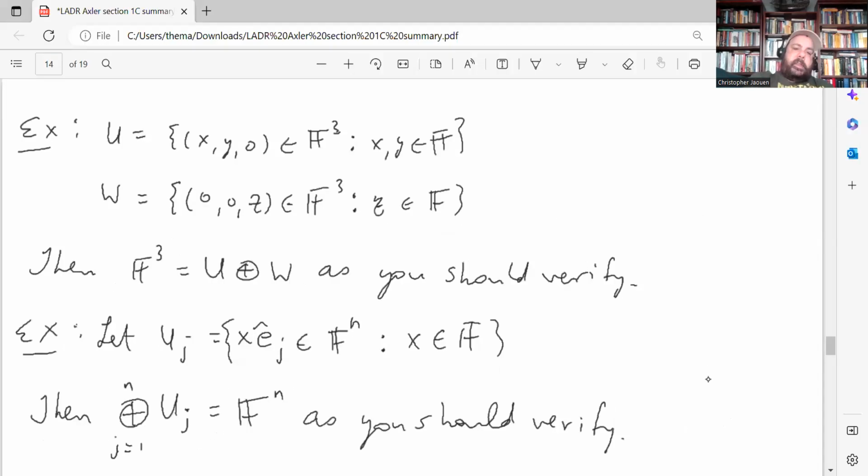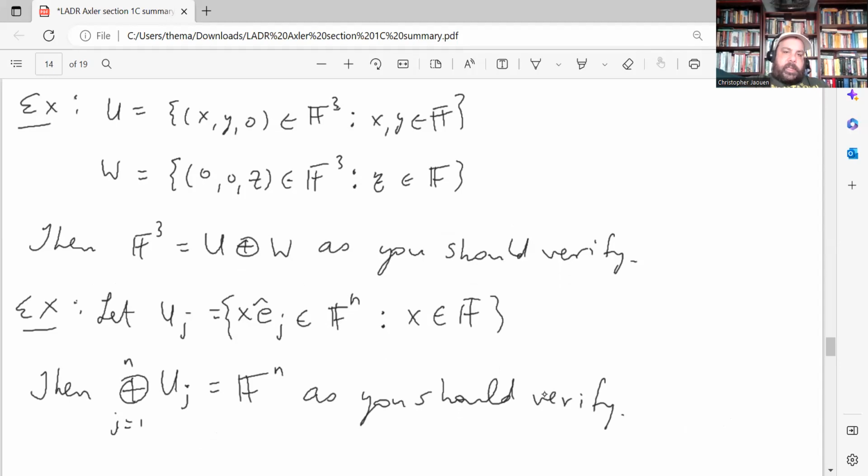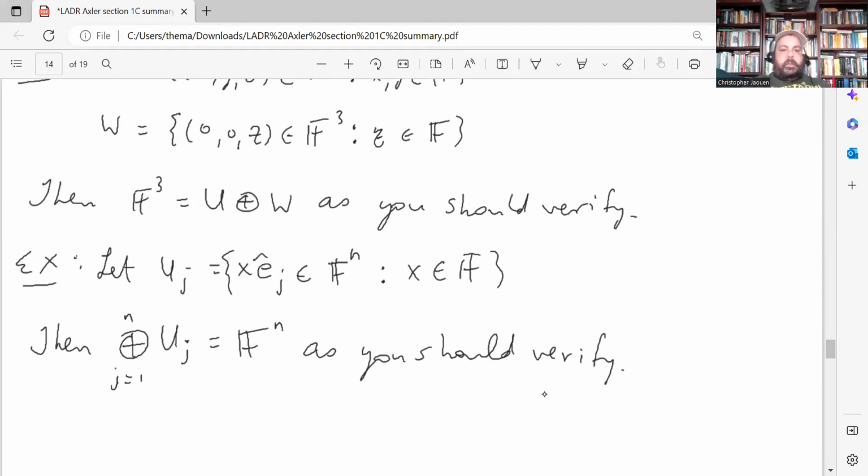All right, he also gives another example, which is analogous to the one we just did, except the subspaces are sort of broken up component-wise, I guess you can think of it. So if Uj is the subspace {x times ej hat} in Fn, let me show you a couple of them. So e1, let's say these are in F3 just for the sake of concreteness.